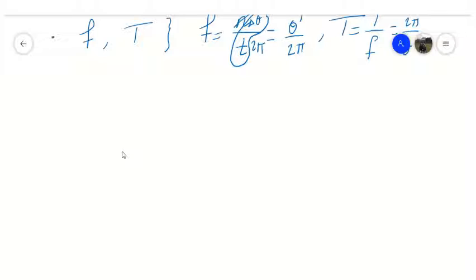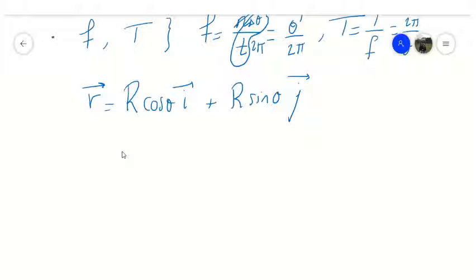So now I will solve applications on circular motion. But before I start with circular motion, you all know the position vector of a particle when it moves in circular motion. It will be in the form r equals r cosine theta i plus r sine theta j. This is the form of the position vector in case we have circular motion.